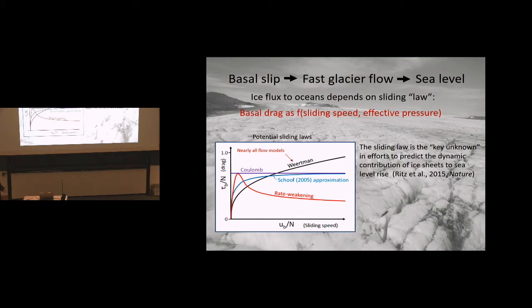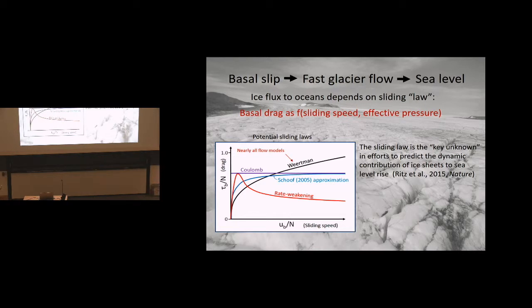If you look at the literature on the development of sliding laws or models, you get all kinds of different possibilities that come out. This is the drag on the vertical axis here. This is just the basal shear stress normalized with respect to the effective pressure N, and this is the sliding speed normalized in the same way. And you can see this great diversity of potential behavior that people have actually derived from various mathematical models.